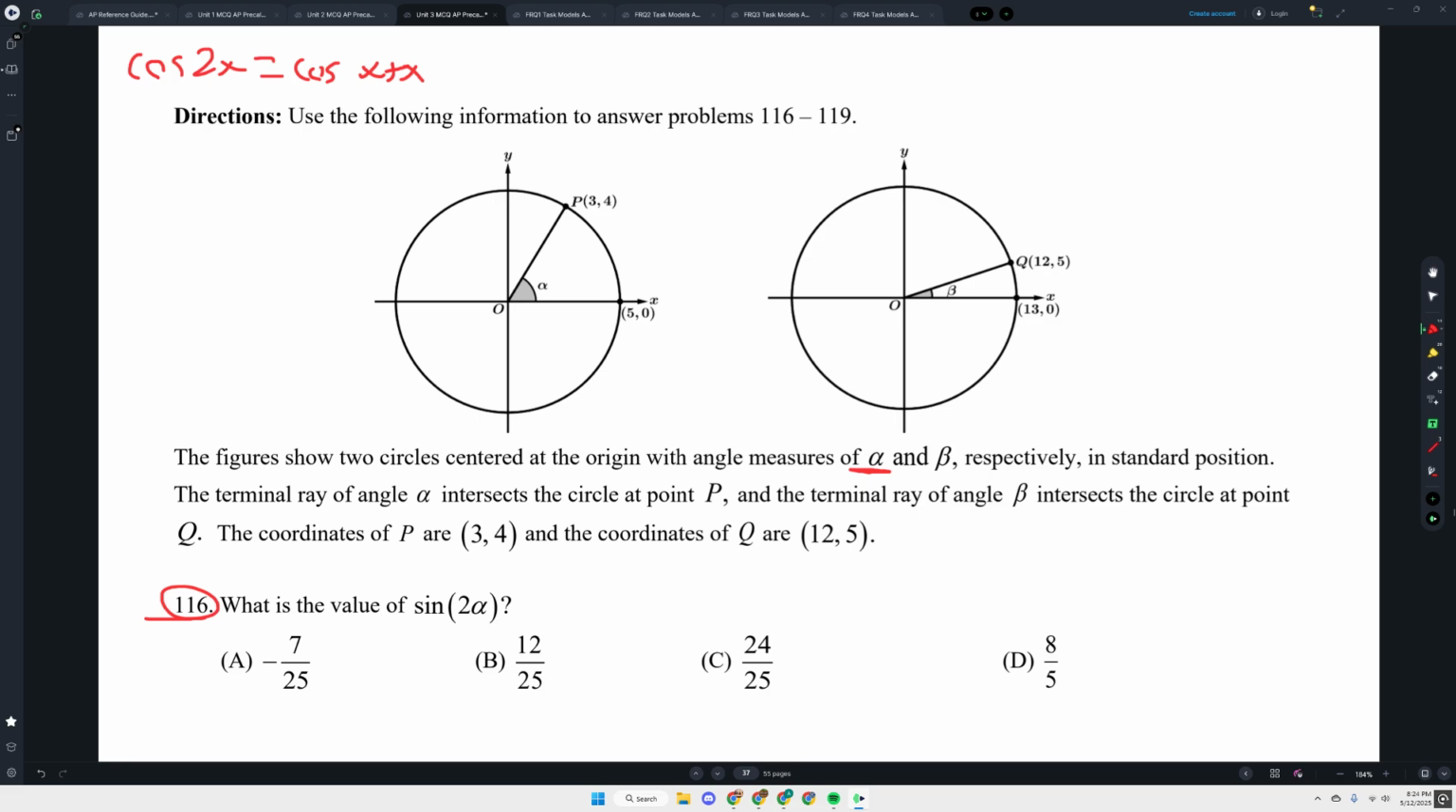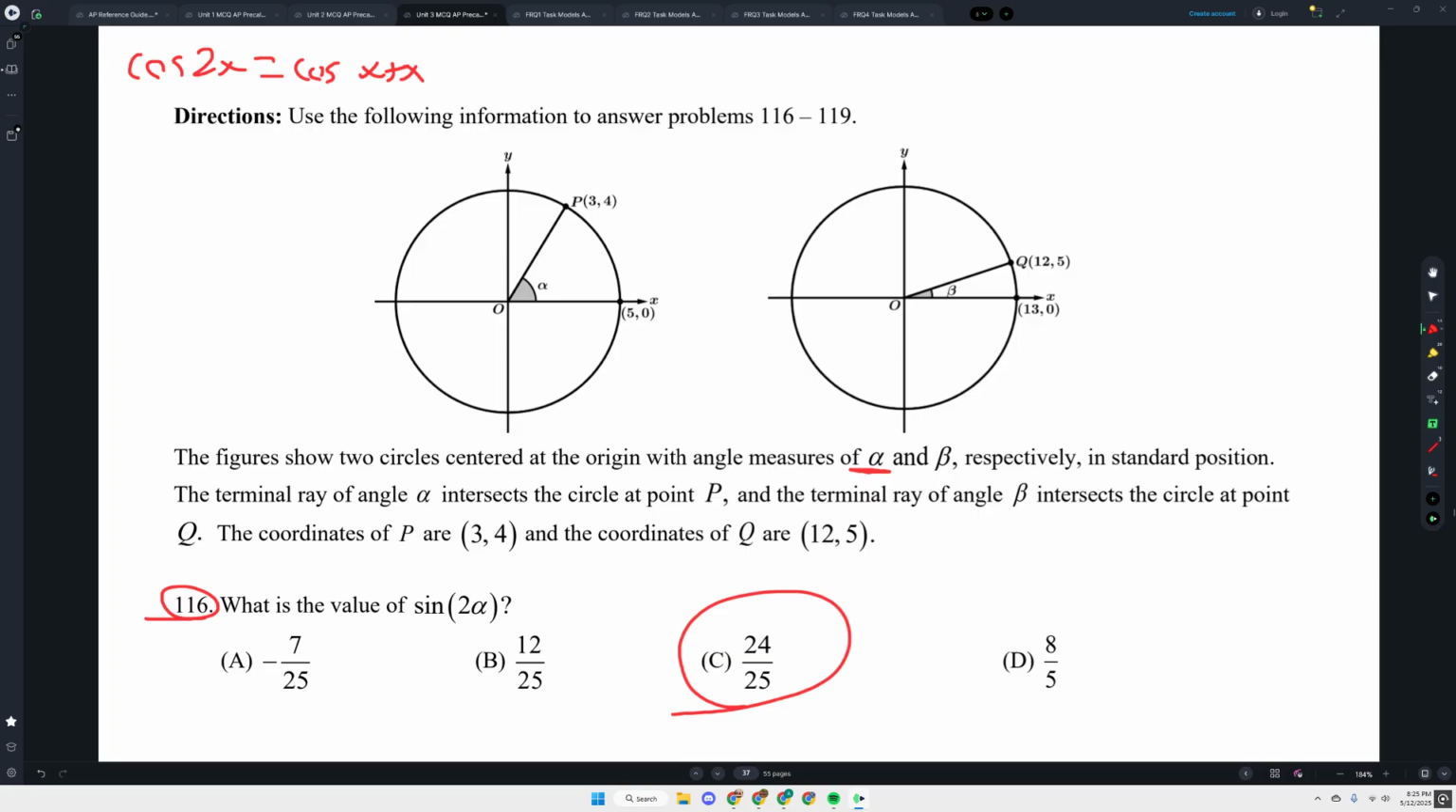I'll give one more minute, just to get to 20 votes, like a third of people. Okay, 20 votes. So the answer for 116 was C. Any questions on this?